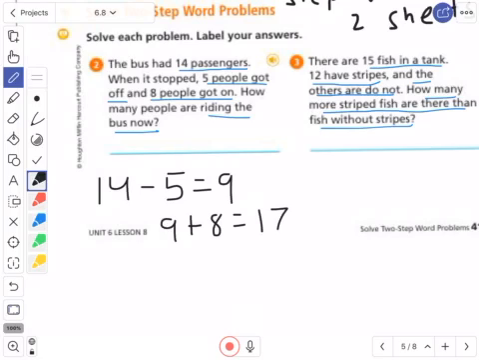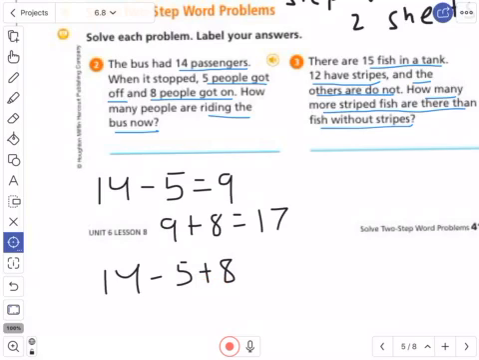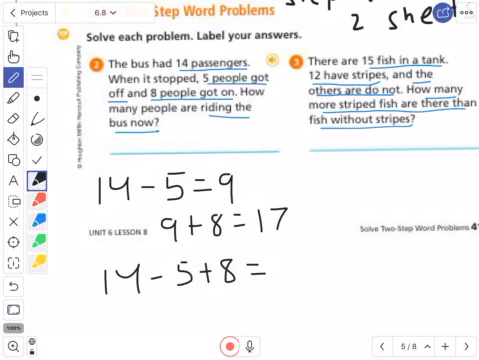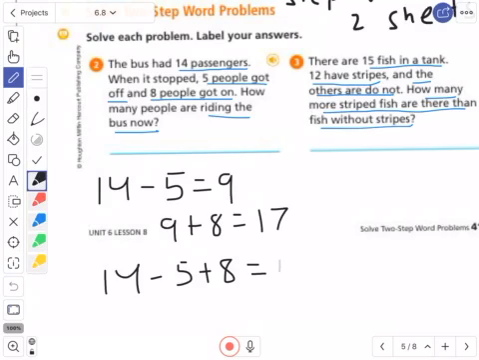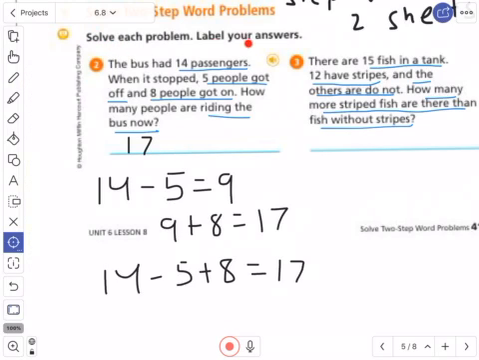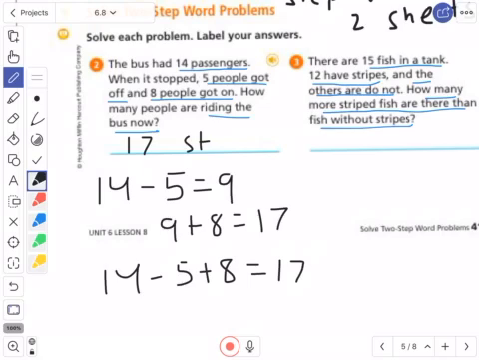Or you could do it as one big full equation, 14 minus 5 plus 8. Because the 14 people, 5 people got off, 8 more got on. And when you're doing a big equation like this, remember you always do parentheses first, then multiplication or division, then addition or subtraction. So this works, because I could do 14 minus 5, which is 9, plus 8 more, which is 17 still. So you could solve it either way there, and you have to make sure you use a label, because it says solve each problem, label answers. So 17 students.